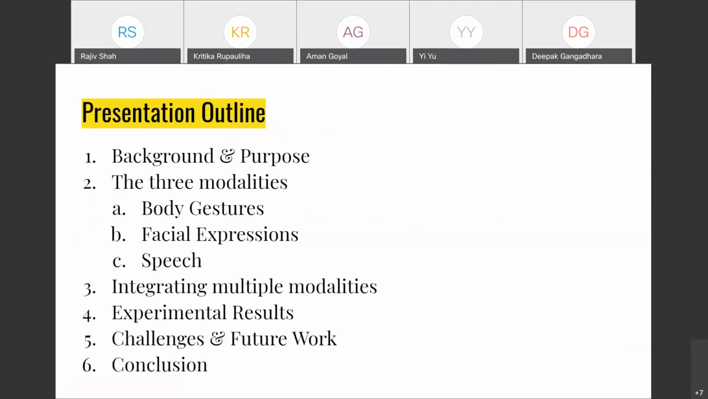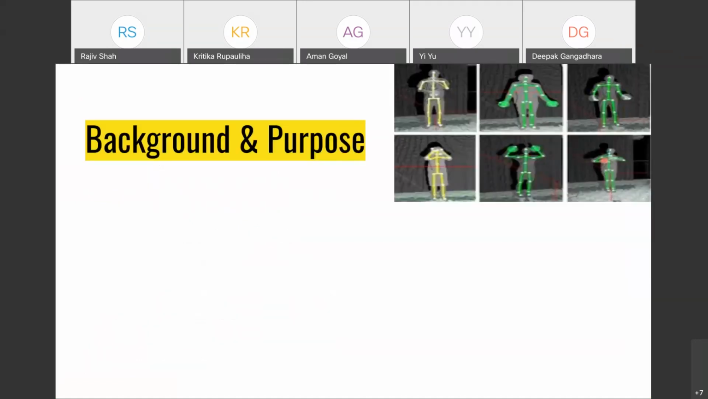So talking about the presentation outline, we are going to discuss the background and purpose of our research, the three modalities that we are integrating, and how we are integrating them, some experimental results, the challenges that we faced during this research, and the conclusions. So talking about the background and purpose.